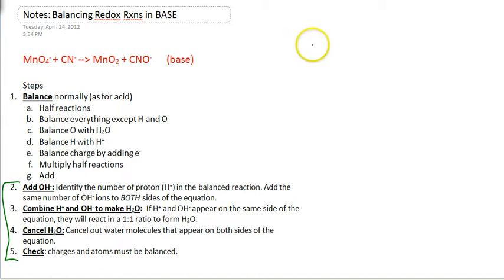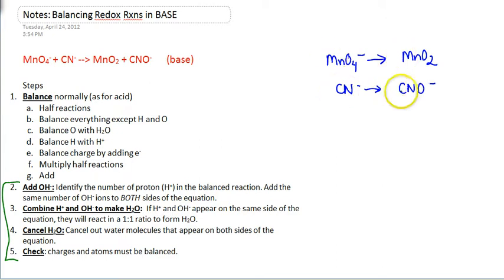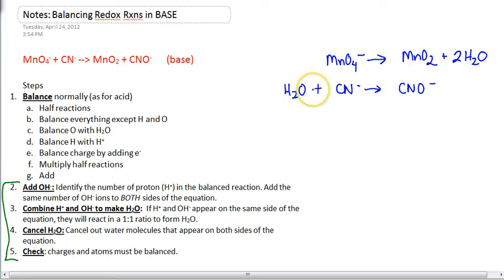So the first thing we want to do is write our 2 half reactions. MnO4 minus turns into MnO2, and CN minus turns into CNO minus. So now we'll balance everything except for hydrogen and oxygen, and it looks like that's already done. Carbons are balanced, nitrogens are balanced, manganese are balanced. Then we want to balance oxygen by adding H2O. Here there's 4 oxygens. There's only 2 over here, so we'll need to add 2 H2Os on this side. And in our other one, we've got 1 oxygen versus 0, so we'll need 1 H2O on that side.